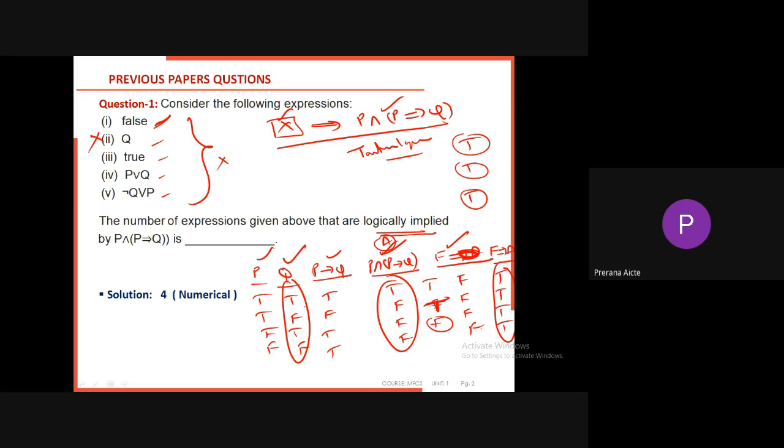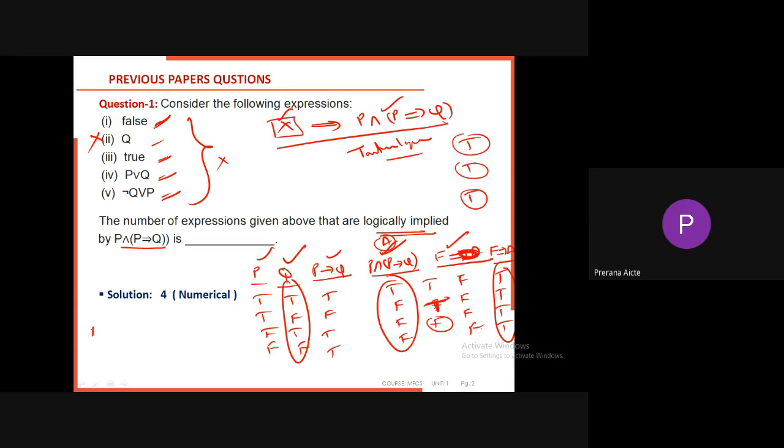Like that you have to do for all the cases. So if you check all the cases like this, this P and P implies Q will be logically implied from these false and true, P or Q, negation Q or P. From these four expressions, we can derive this one.